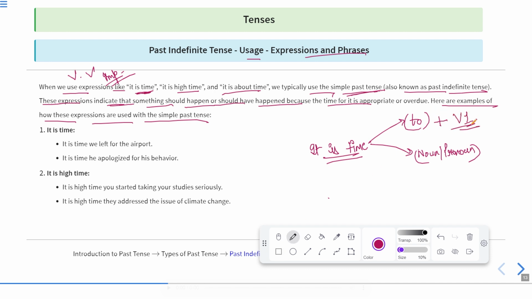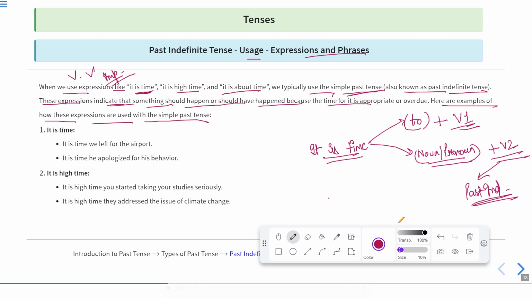That is it. Okay. It is time to go. It is time to move. It is time to study, etc. But if we have a noun or pronoun after this, we necessarily have the verb second form only, that we call past indefinite tense or simple past tense. This is very, very important, that after this, we can only have past indefinite tense and no other tense. Why? Because it shows that something should have happened or should happen because the time for it is appropriate or overdue.